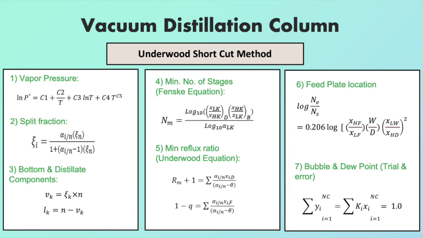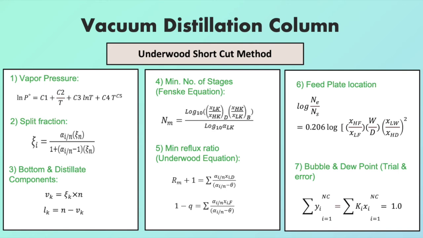For the distillation column calculation, step 1 is to determine the vapor pressure for each component. Then, the relative volatility calculated based on vapor pressure will be used in step 2 to find out the split fraction. Next, in step 3, the bottom and distillate components are found using the split fraction. In this stage, the mass balance is done for the distillation column.